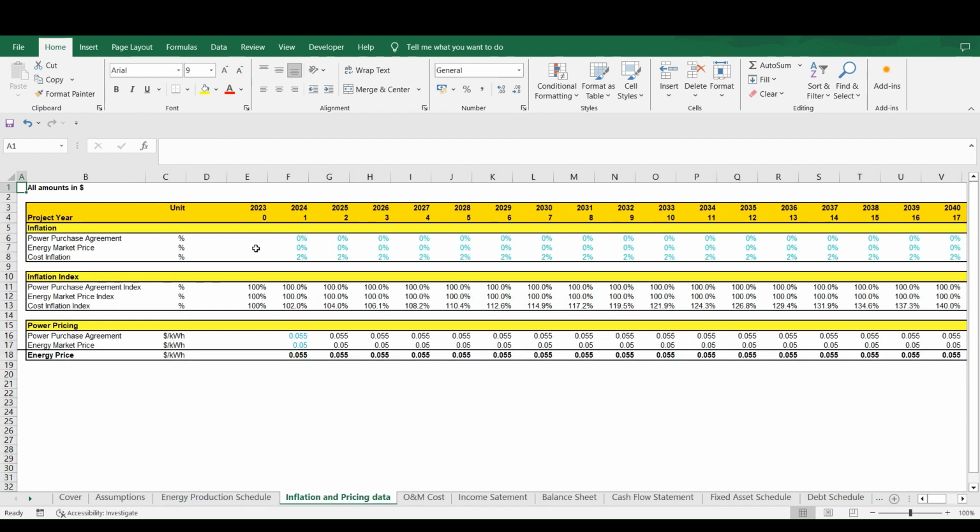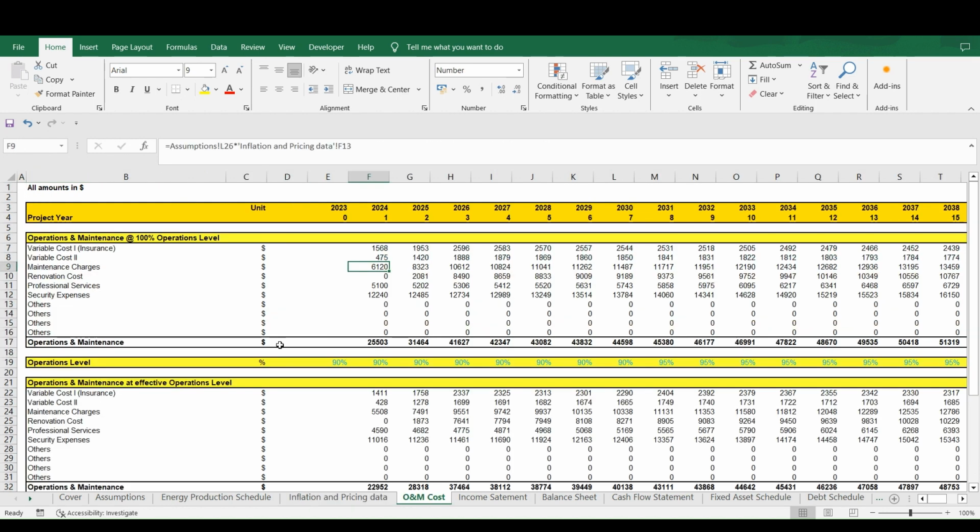This was our energy production schedule. Then we have inflation and pricing data. In this, over the years, we see how much inflation is happening in power purchase agreement and market price, energy prices, and all the cost that we are going to bear for the running of our plant. We can see that we assume there will be zero inflation in the power purchase agreement and energy market price; you can adjust it according to your own usage. We have assumed there will be 2% inflation in the cost that we are going to bear for our plant. Here is the power pricing for our power purchase agreement and energy market price.